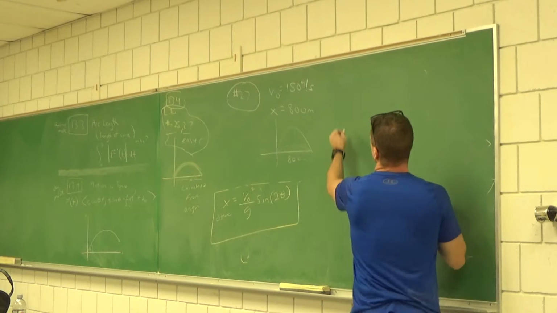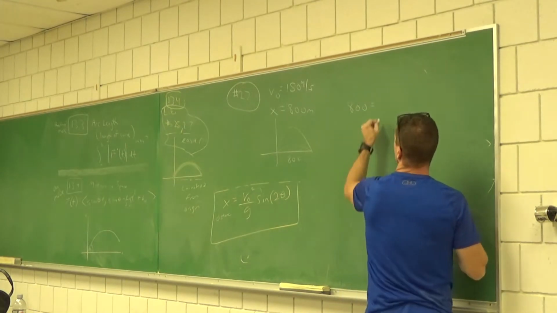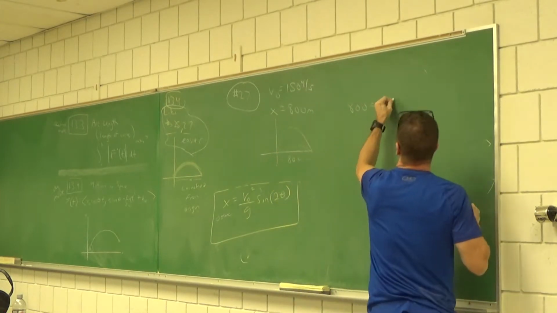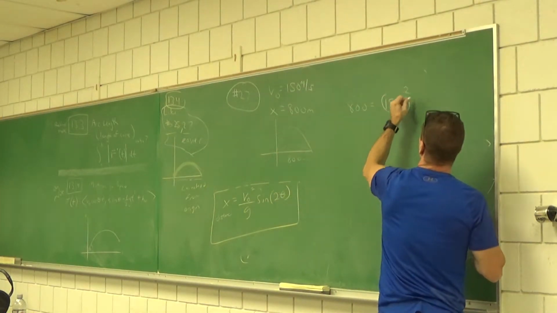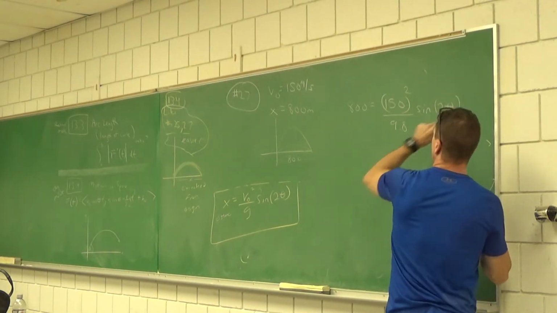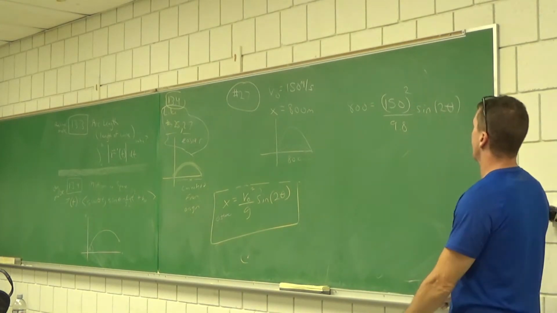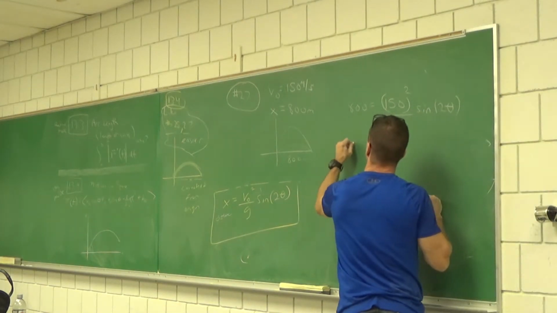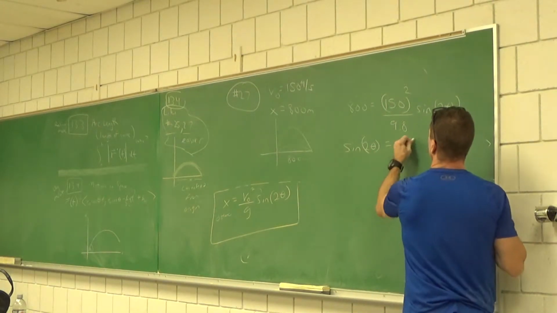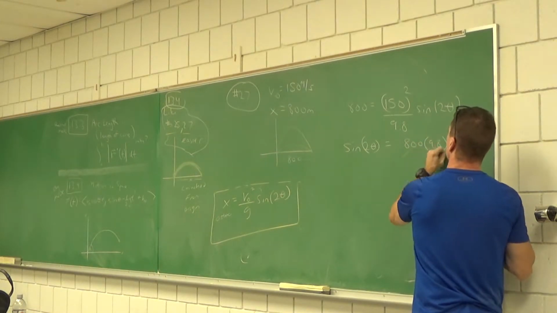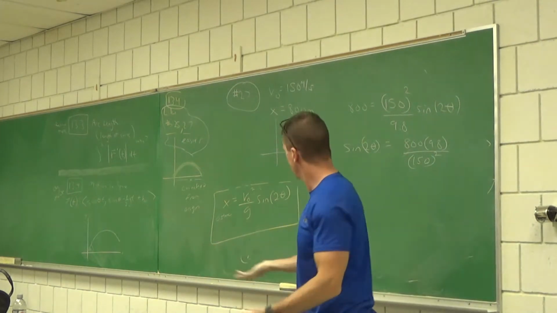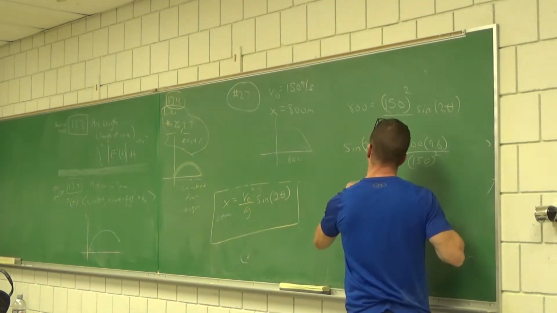Let's start here. What's 800 equal to? 150 squared divided by 9.8 times sine of 2 theta, correct? So let's isolate that sine 2 theta. What's sine of 2 theta equal to? Whatever 800 times 9.8 all over 150 squared. You'll see one like this on your practice set. Okay, cool. I get sine of 2 theta equals, what do y'all get?